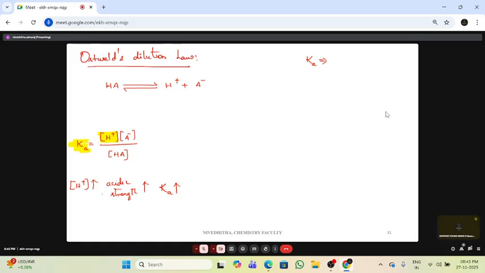And how about pH? What is the formula? pH is equal to minus log of H plus ion. Could you please tell me how this H plus ion and pH are related? Are they directly proportional or inversely proportional?